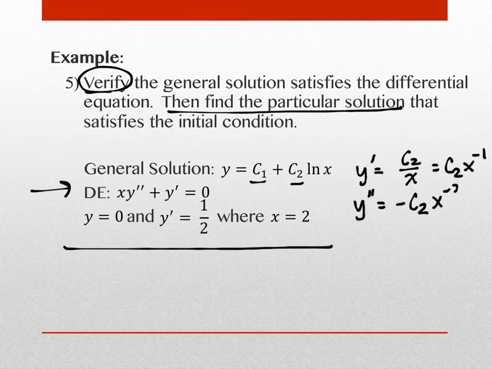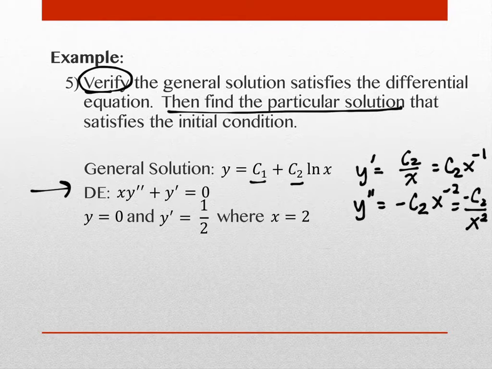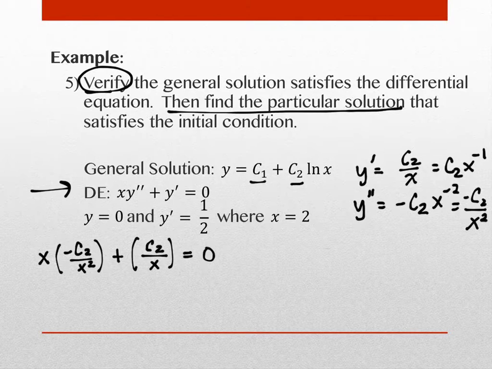Yeah, or x to the negative 2, either way. So negative C2 over x squared, or negative C2 x to the negative 2. And I'm going to plug those into the differential equation. So the differential equation says that if I take x and multiply it by y double prime, which is what I just found, negative C2 over x squared, plus y prime, which I found earlier, C2 over x, this should equal 0.